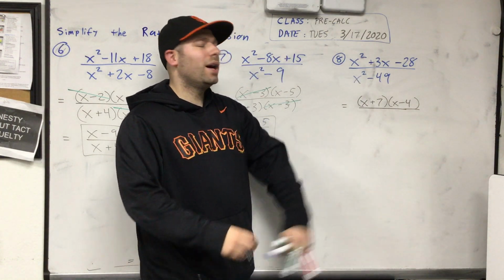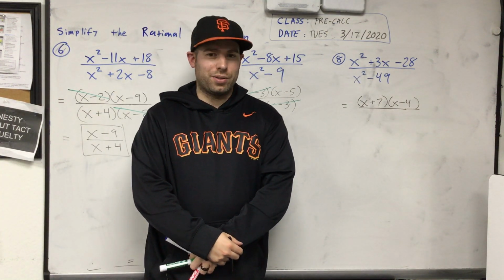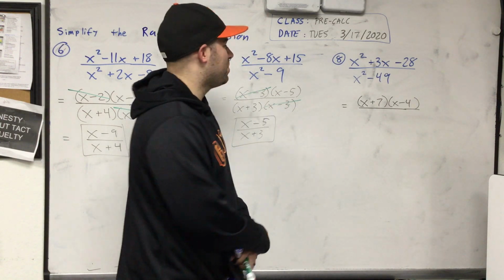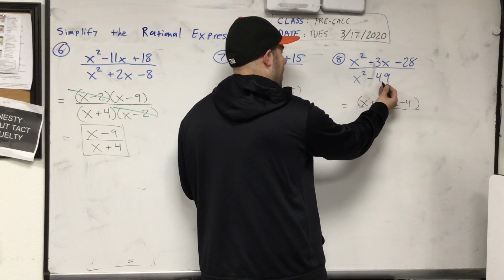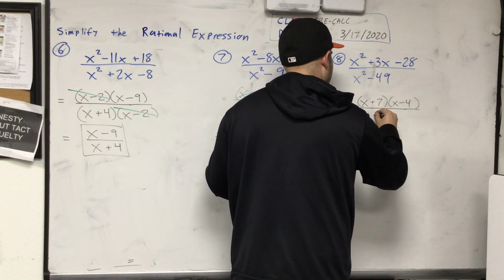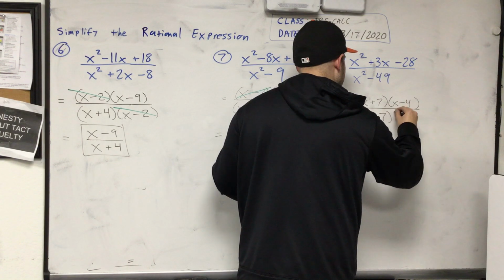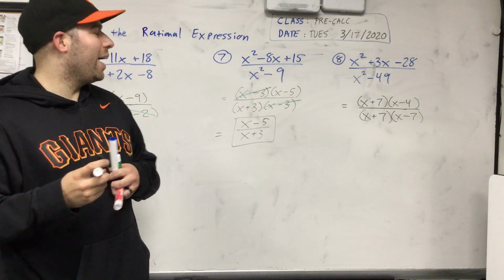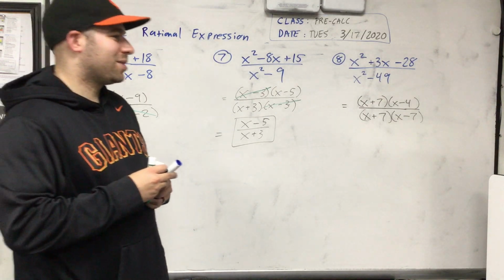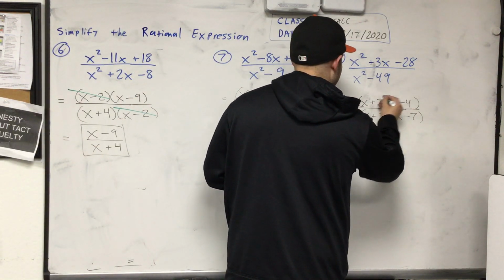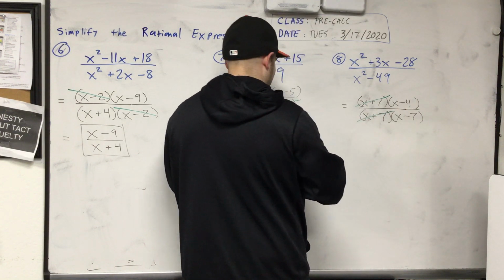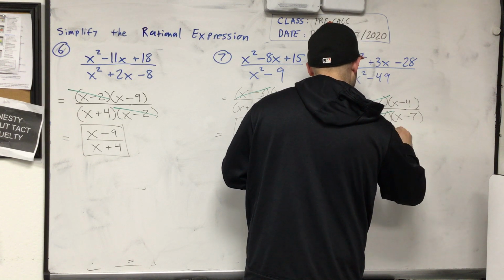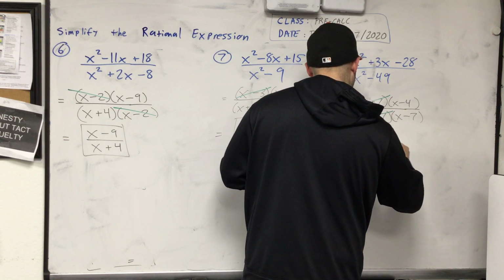Then we look at the bottom. Is this the difference of two squares? Is this a subtraction problem with two squares? Yes. So this becomes x squared minus 7 squared, or we factor into conjugates. X plus 7, x minus 7. So, is there anything on the top and bottom that can cancel out? The answer is yes. X plus 7, they cancel out, leaving me with x minus 4 over x minus 7.